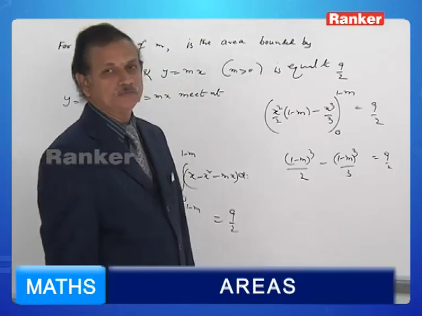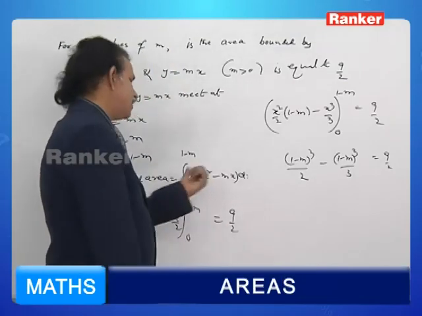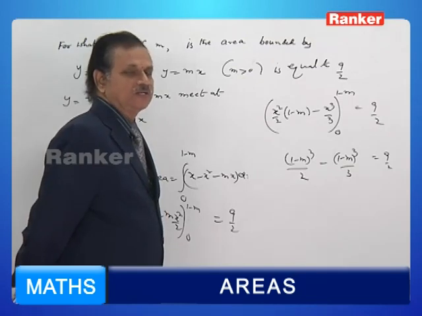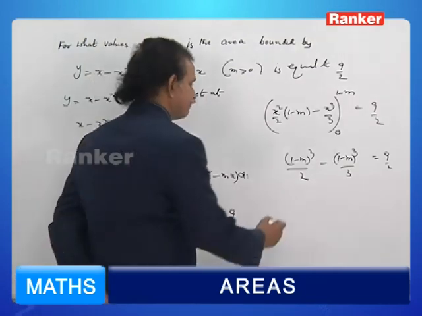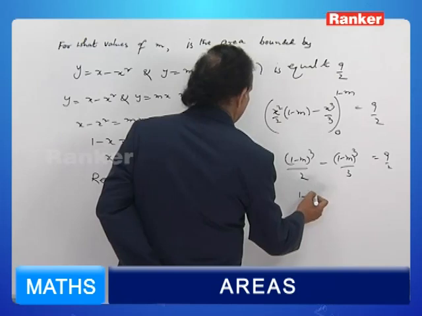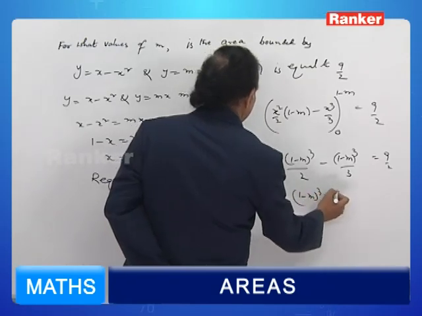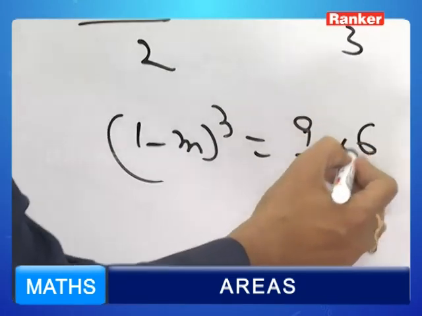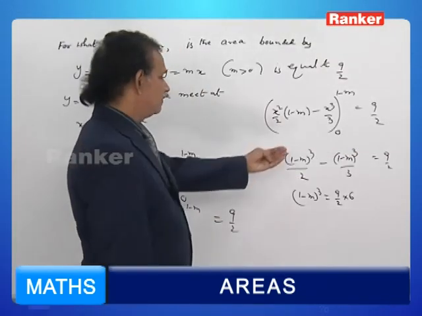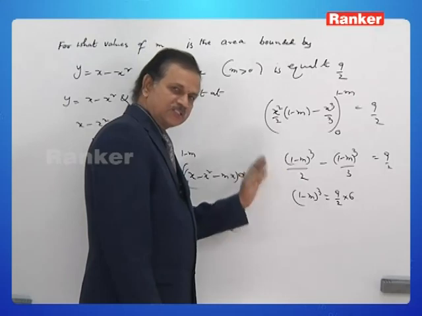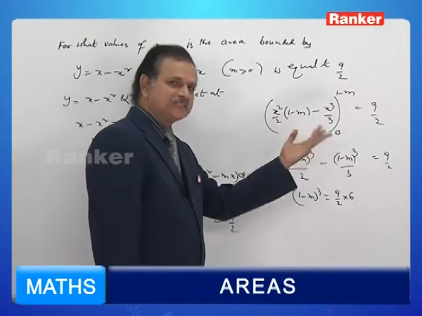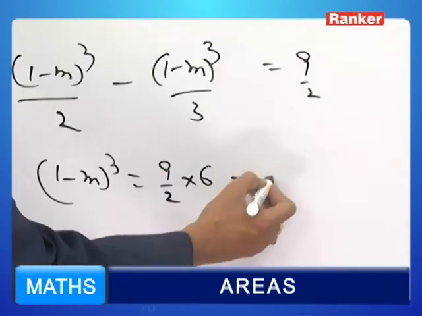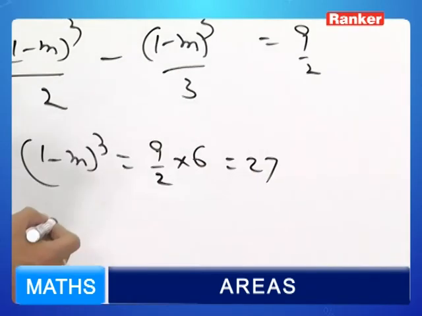Well, if you take (1 minus m) whole cube out, it will be 1 by 2 minus 1 by 3, which is nothing but 1 by 6. Therefore, (1 minus m) whole cube is equal to 9 by 2 into 6. Why is it so? It is (1 minus m) whole cube into 1 by 6. This 6 is sent to that side, so that it is 27. 54 by 2 is 27.